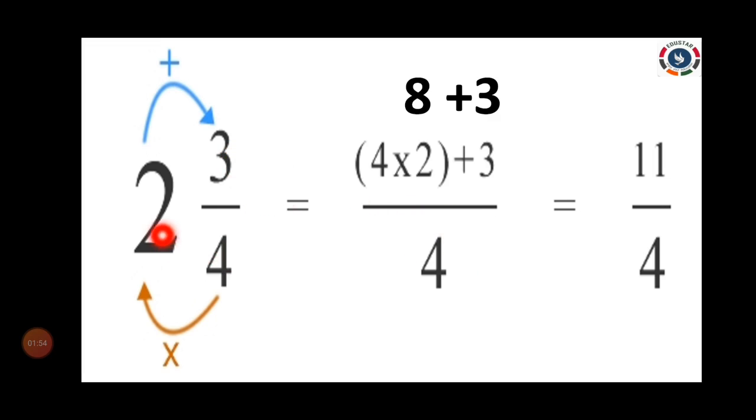So 4 twos are 8. Then write plus 3. So 8 plus 3 is how much? 11. Write the denominator 4 at the bottom. So 11 by 4. You multiply these two values, then add the remainder, and write the denominator the same, with no change. So finally you get 11 by 4.